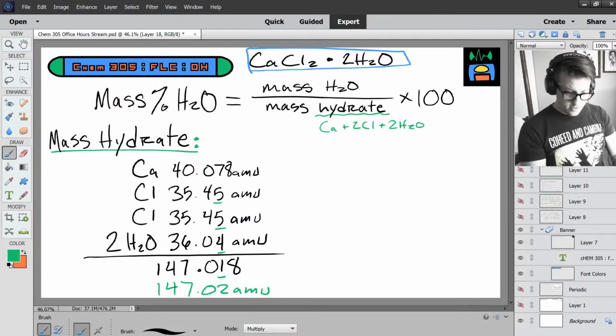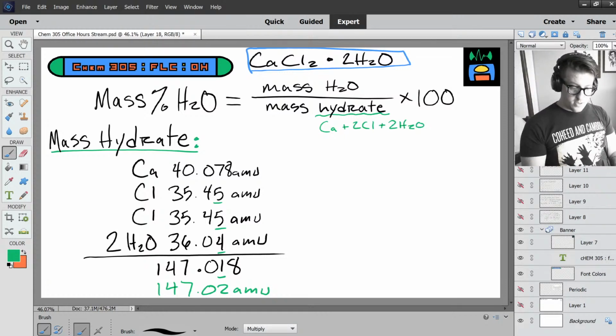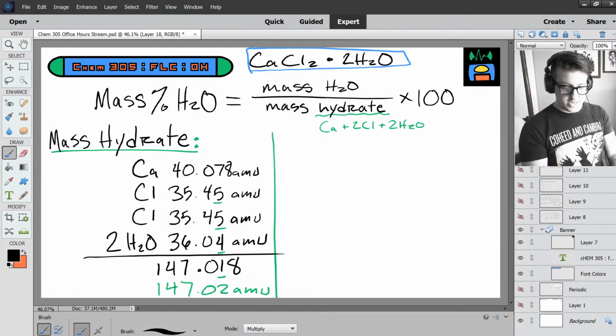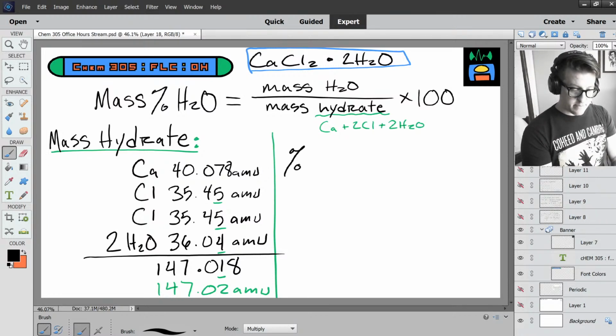All right? Now, we know the mass of our hydrate, we know the mass of water, we can calculate our percent mass of water by dividing the mass of our water, 36.04 AMU, by the mass of our hydrate.